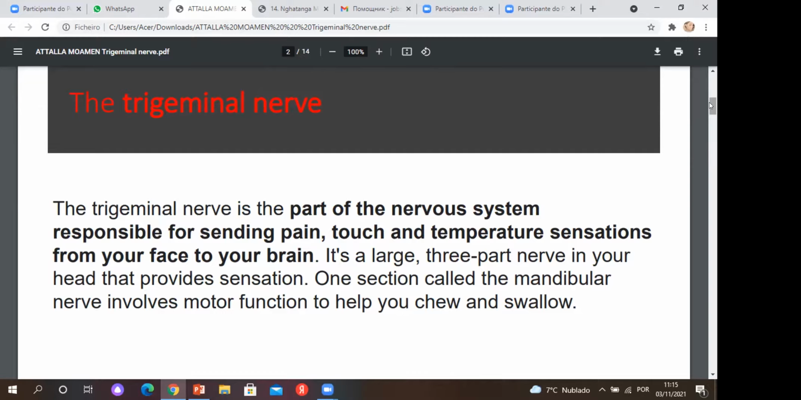Structure of the trigeminal nerve. There are three major structures of the trigeminal nerve. First one, the ophthalmic nerve. Second one, the maxillary nerve. Third one, the mandibular nerve.